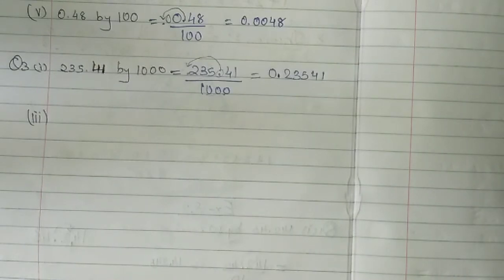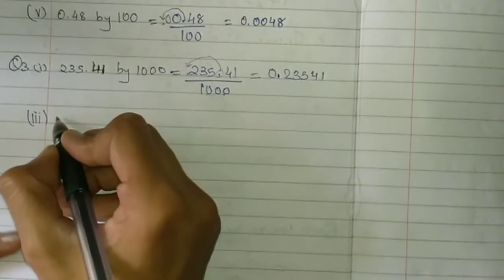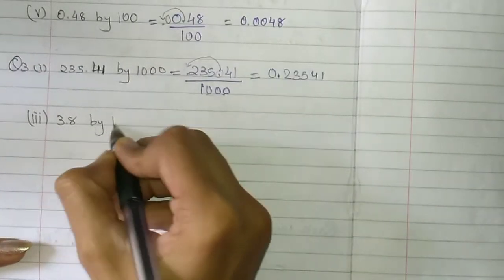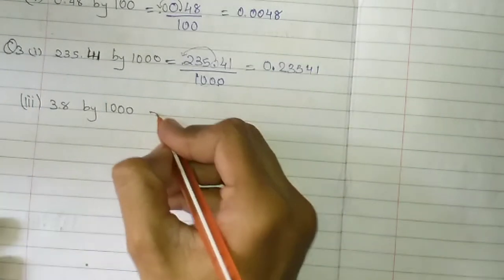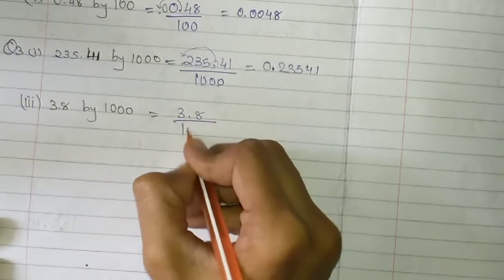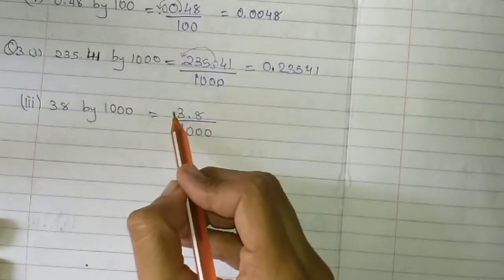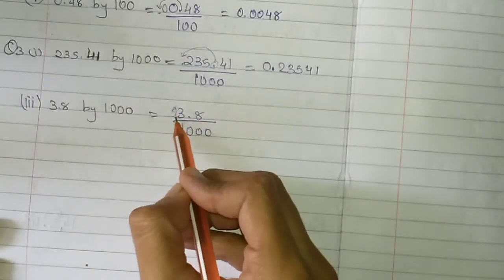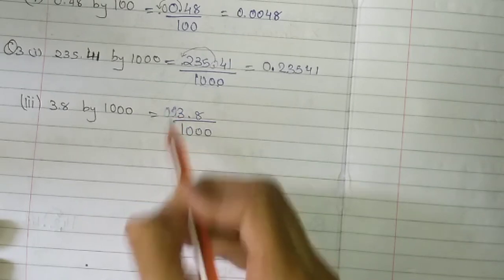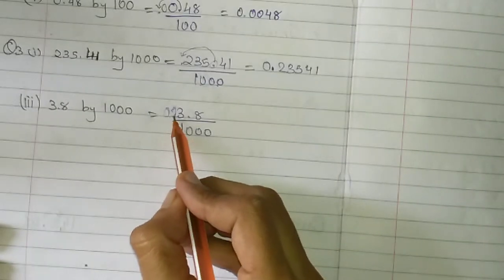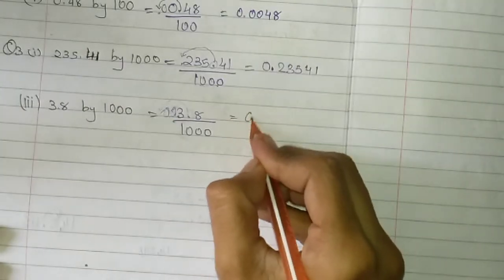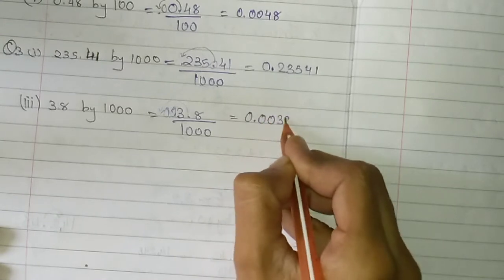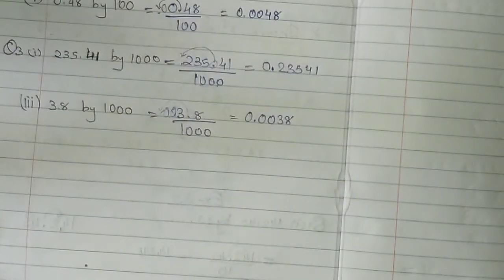Let us do the third one. The question is 3.8 by 1000. Now here also what do we have to do? Same way we have to move 3 places. Okay, here nothing means 0. Here 1, 2 places and again 0 will be put. So 1, 2 and 3 places we have to move. So here comes 0.0038 as the answer.